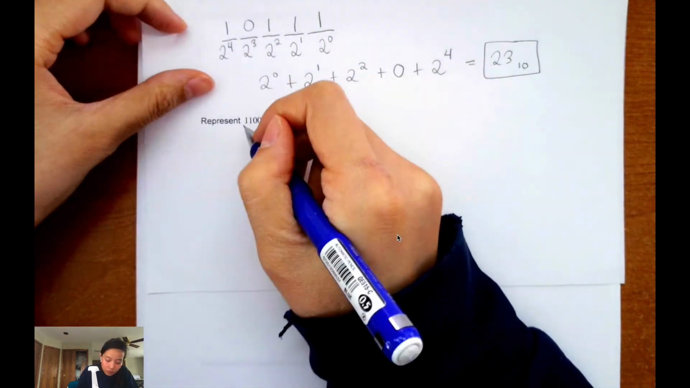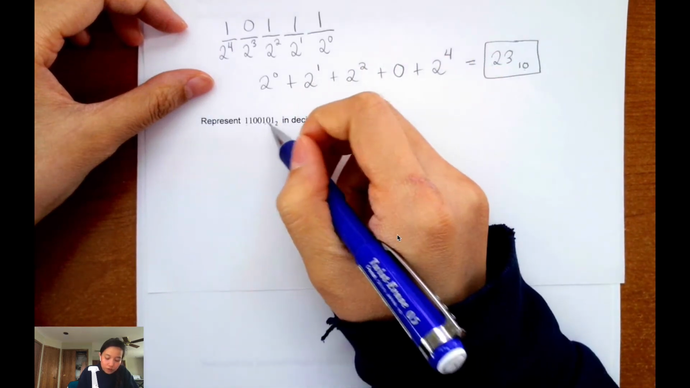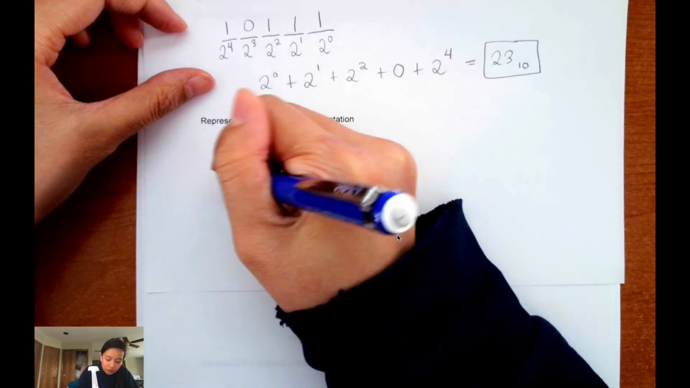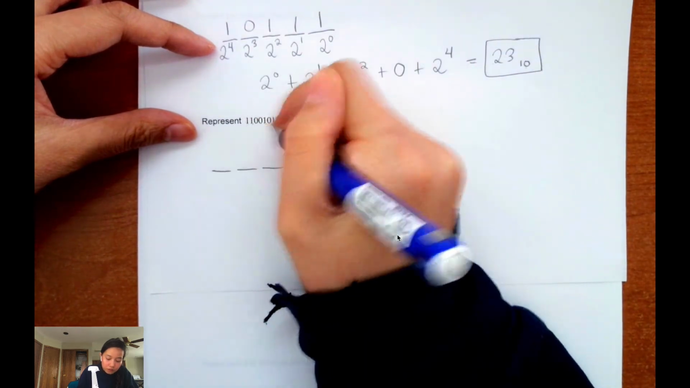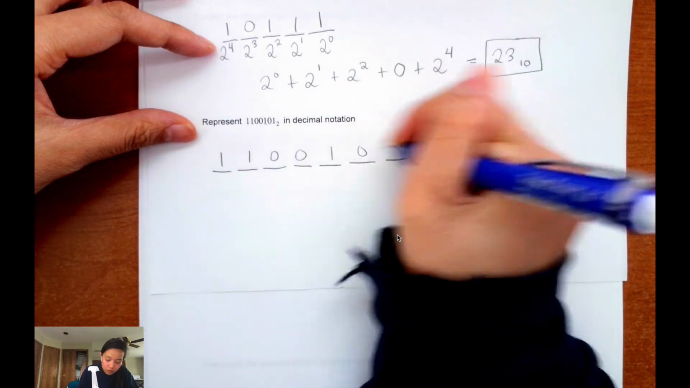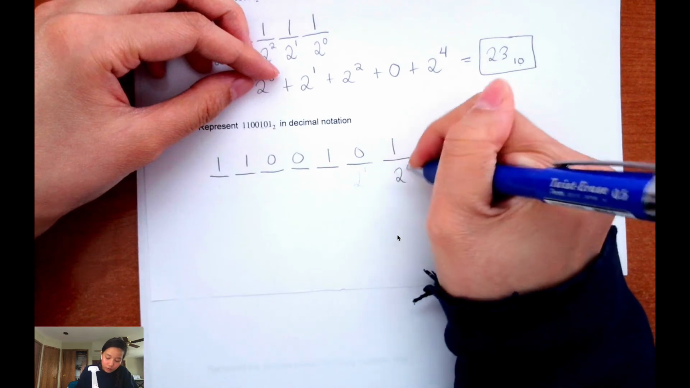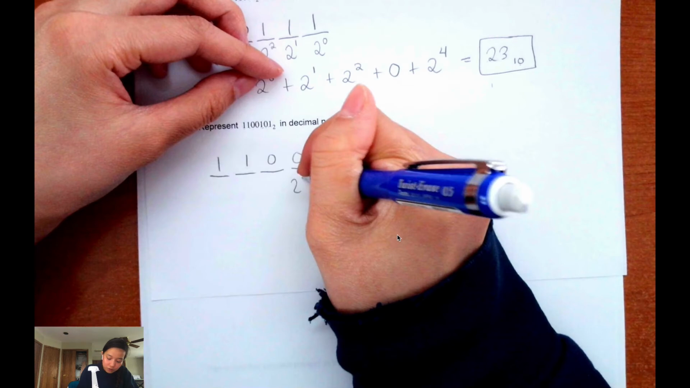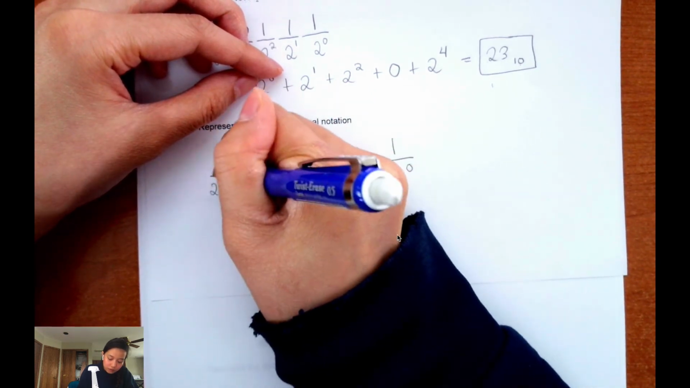Okay, and last one, 11000101 in base 2. We want to turn that into a number in base 10. So there are 1, 2, 3, 4, 5, 6, 7 positions. I'm going to write these numbers on top of these positions: 1, 1, 0, 0, 0, 1, 0, 1. The position on the very right is 2 to the 0th power. After that is 2 to the first power, then 2 to the second power, then 2 to the third power, then 2 to the fourth power, then 2 to the fifth power, then 2 to the sixth power.